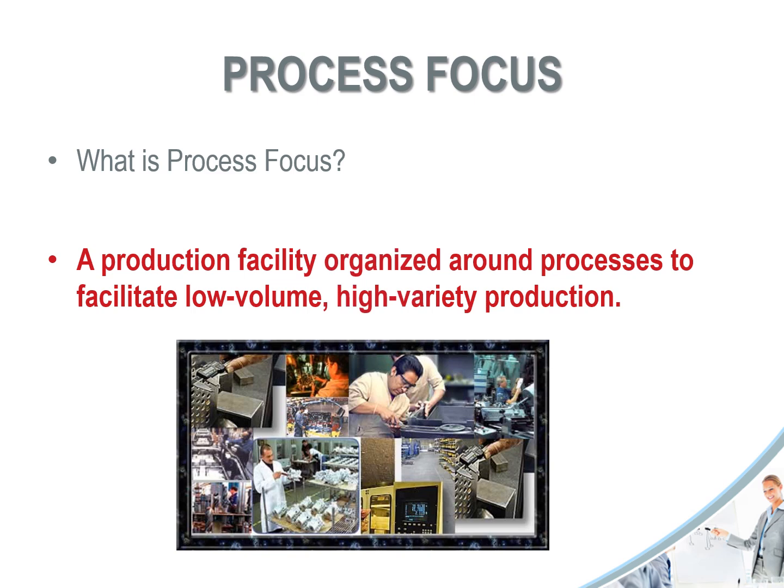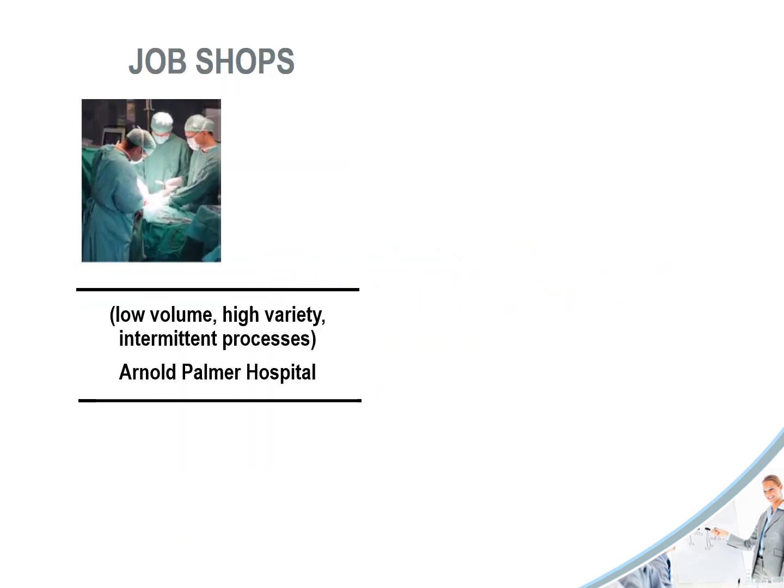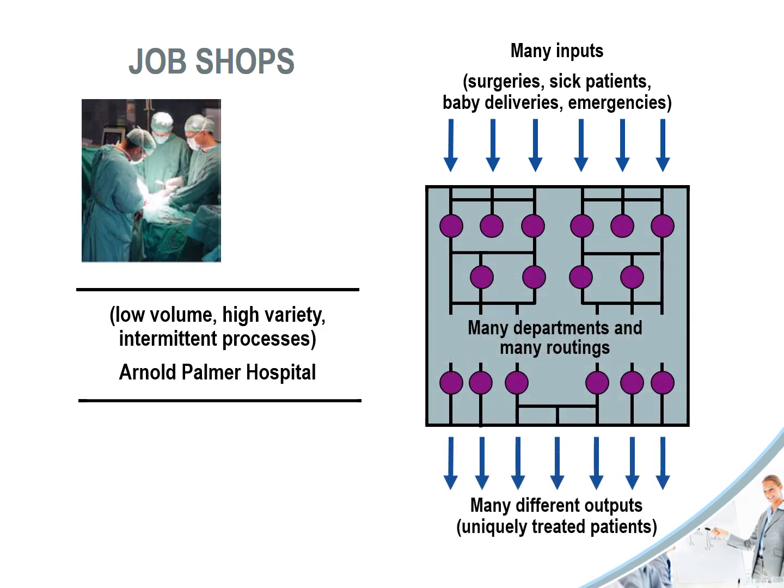Process focus is merely the production facility organized around processes to facilitate low volume, high variety production. Job shops are low volume, high variety. One example might be a surgery room. You have many inputs: surgery, sick patients, baby deliveries, emergencies, and then it's routed to very different departments or off to surgery.